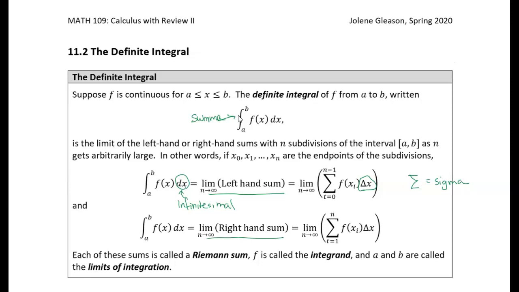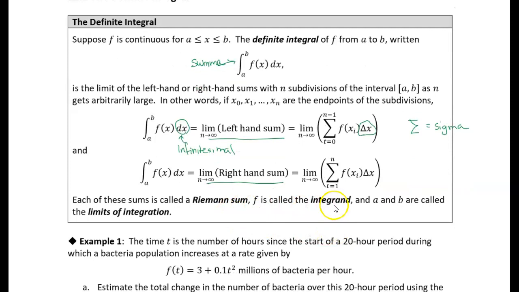Okay, so essentially that's how the integral is defined. We're finding the area under the curve, right? And we're basically taking the limit of either the right-hand sum or the left-hand sum as we slice that area into finer and finer increments, right? These sums are called Riemann sums. f is the integrand, and a and b are the limits of integration.